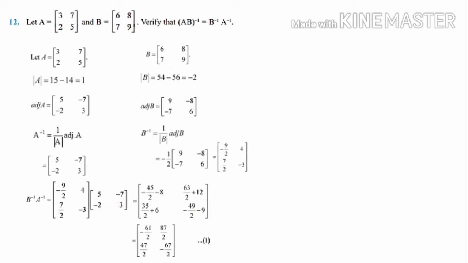That is equal to, when you go for the calculation, -45 by 2 minus 8, when you do, you will get -61 by 2 as answer. Here 63 by 2 plus 12, when you calculate, you will get it as 87 by 2. And the next terms, that is 47 by 2 and -67 by 2. Let's take this as equation number 1.